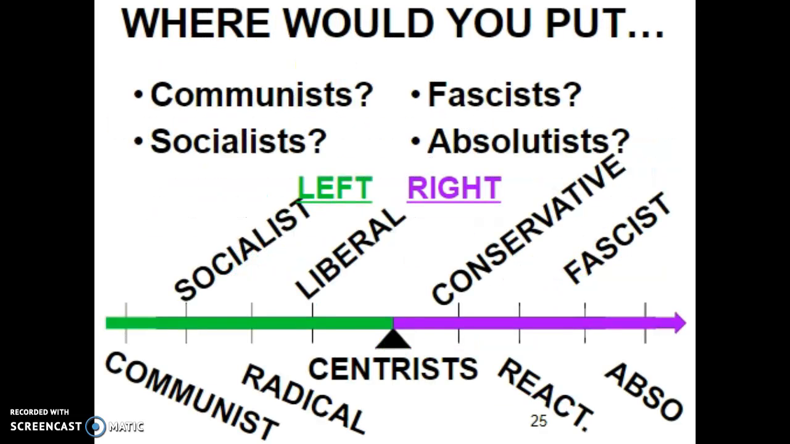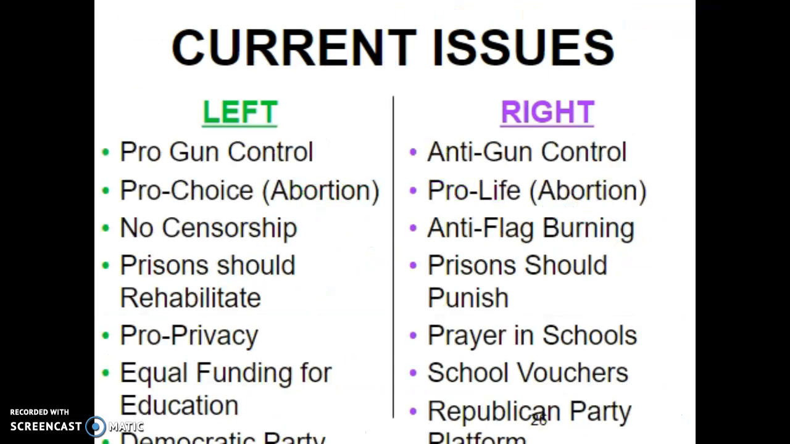So where would you put communists, socialists, fascists, absolutists on this spectrum? Current issues, again, left: pro-gun control, pro-choice when it comes to abortion, no censorship, prisons should rehabilitate, pro-privacy, equal funding for education, the Democratic Party platform. And then right, or far right, this is going to be the Republican Party: anti-gun control, pro-life, anti-flag burning, prisons should punish, prayer in schools, school vouchers, and then, again, the Republican Party platform.